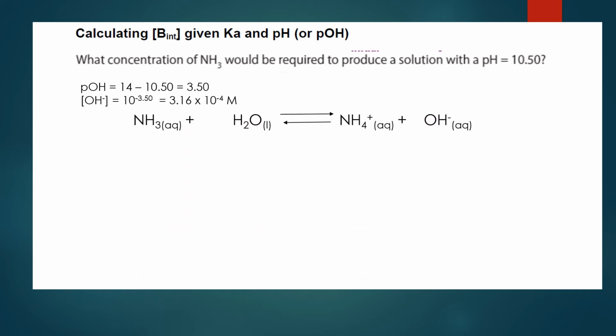The next step is I'm going to write out my equation. You can see that I've got an equilibrium expression here. I'm showing the conjugate acid and the hydroxide that's produced.